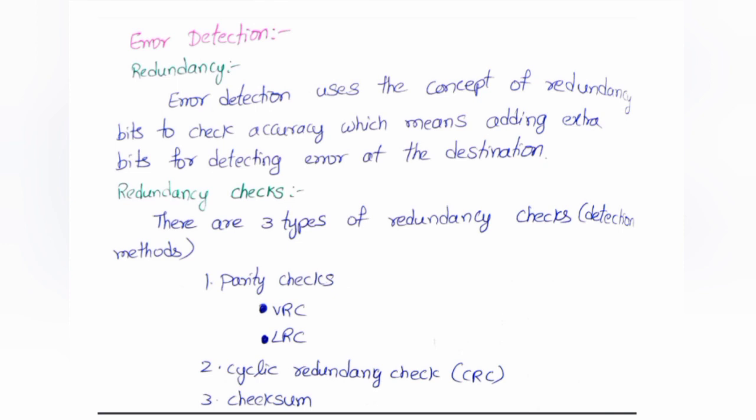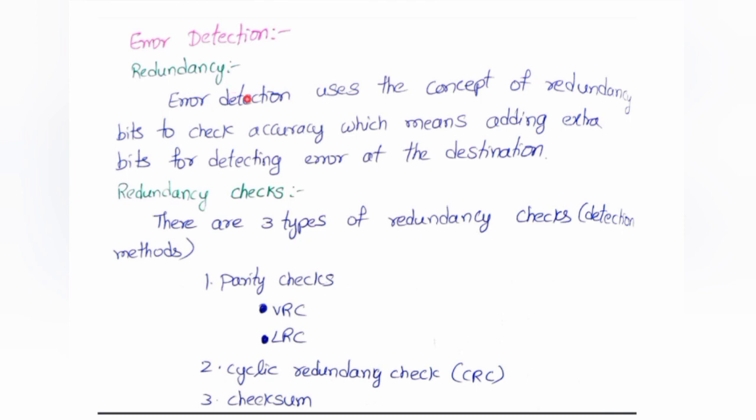So it will check whether the sent message and the received message are the same or not. So how will it check? By using redundancy bits. The sender will add some redundancy bits to the message by performing certain mathematical formulas. So it will obtain some redundancy bits, add them to the message, and transfer the message to the receiver. At the receiver side, the receiver will check whether there is any error in the message or not by using the same redundancy bits.